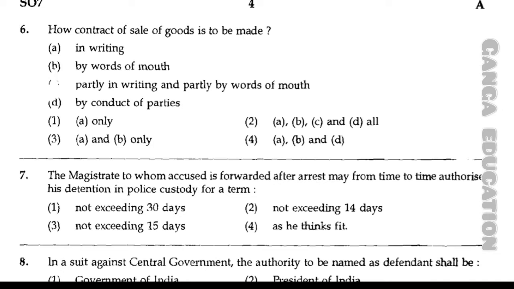Now question number 7. The magistrate to whom the accused is forwarded after arrest may from time to time authorize his detention in police custody for a term. Option number 1, not exceeding 30 days. Option number 2, not exceeding 14 days. Option number 3, not exceeding 15 days. Option number 4, as he thinks fit. And the correct answer is option number 3, not exceeding 15 days.